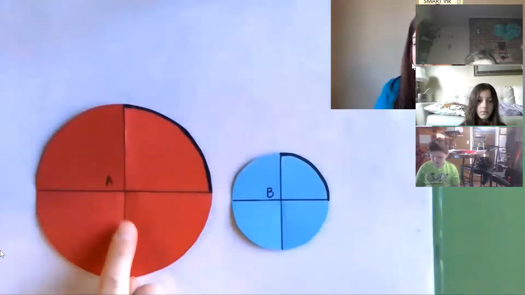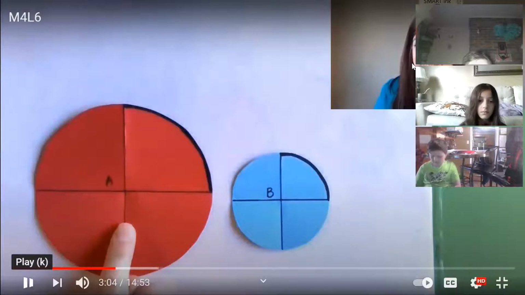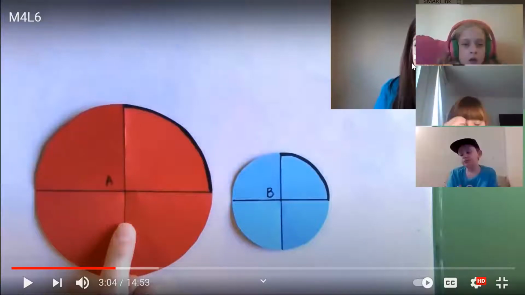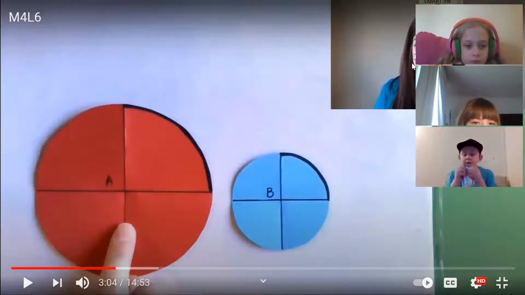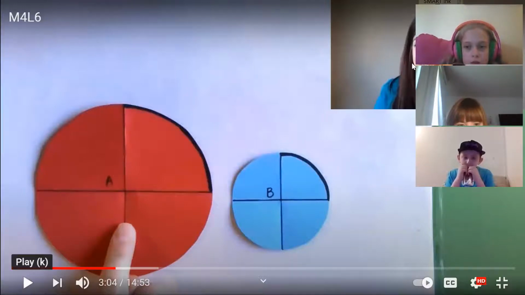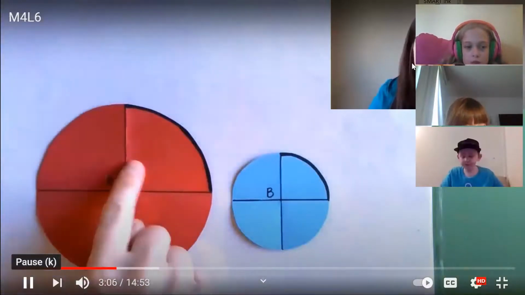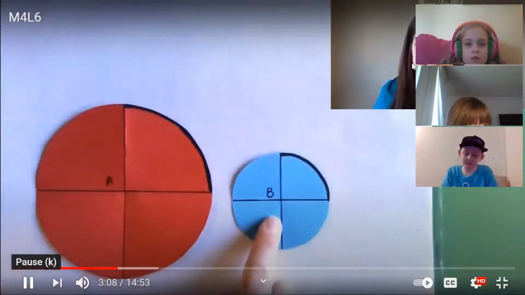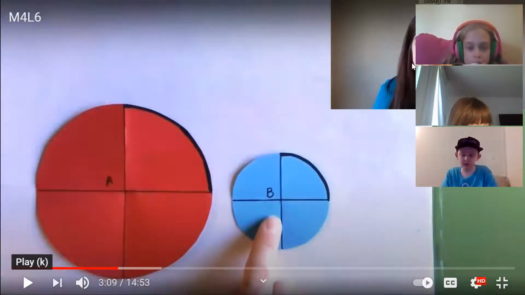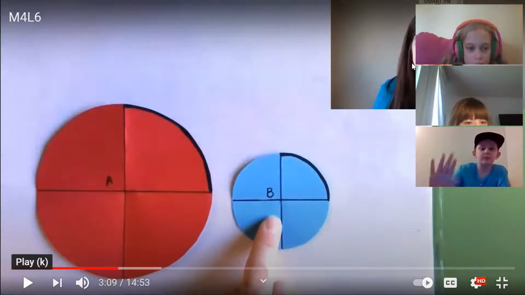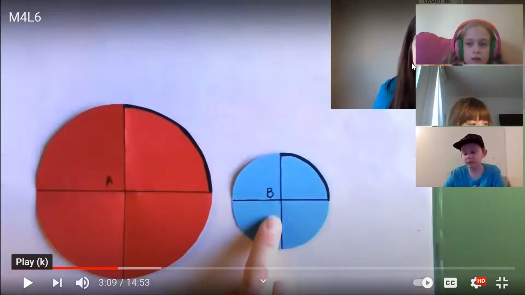How many total degrees in this circle? Okay, who knows? If I go the whole way around a circle, how many degrees is that? Ilea? 360 degrees. Very good. And how many total degrees in this circle? How many total degrees in letter B, Ilea? 360 degrees. Yep.